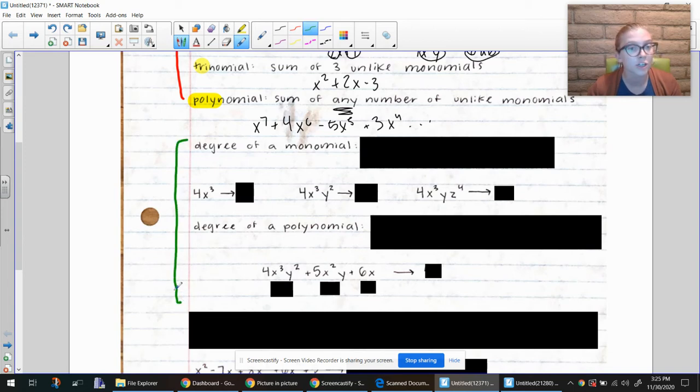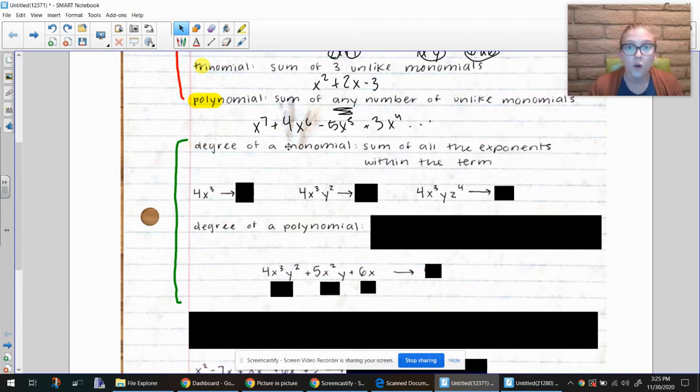So we're going to look at the degree of a monomial and the degree of a polynomial. To find the degree of a monomial, so to find the degree of only one term, we are going to add up all of the exponents within that term. So for x to the 3rd, if I add up the exponents, I get 3.